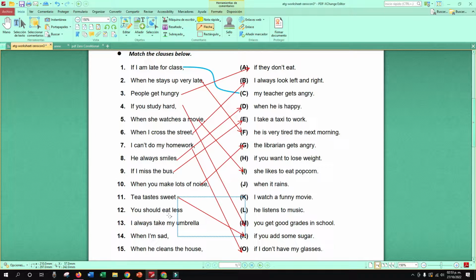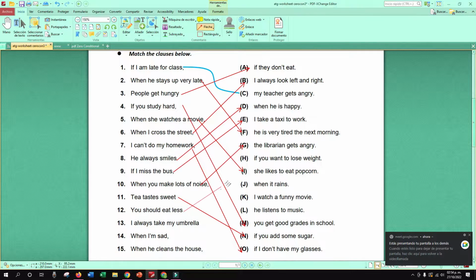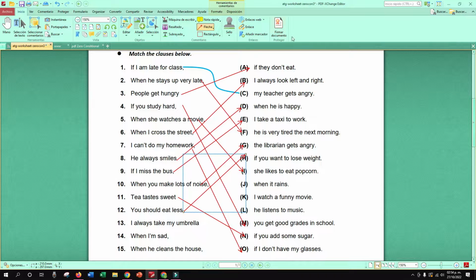Let's see. 12. You should eat less. You should eat less. Which letter? Tú deberías comer menos. Excellent, Miss Tania. H, right? So, you should eat less if you want to lose weight. Si quieres rebajar, deberías de comer menos. Okay? Excellent. Very good.